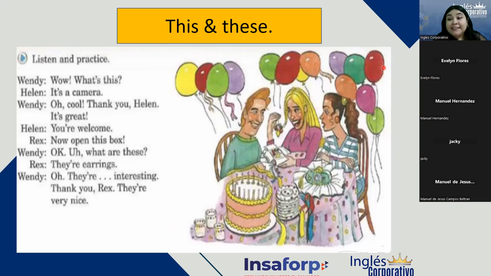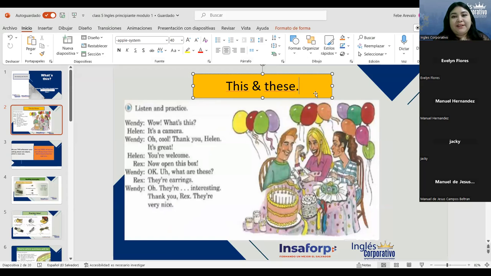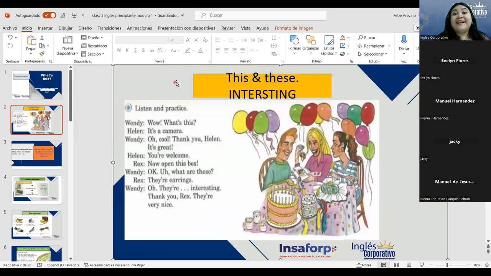Jacqueline, repeat. Interesting. No, interesting. Okay, vamos a ver. Don't worry. No se preocupe. A todos nos pasa. Let me show you how. Aquí en la pantalla, en el cuadrito amarillo, se lo voy a escribir. Interesting. A ver. That's correct. Imagínese que la E no está después de la. Right. Thank you. Y esto es para todos, okay?